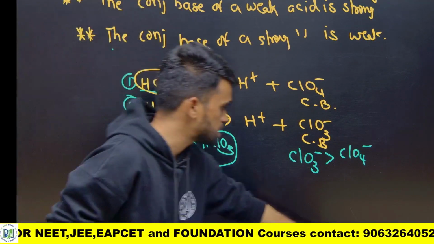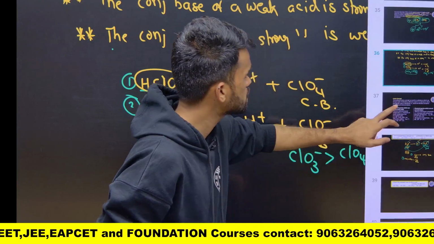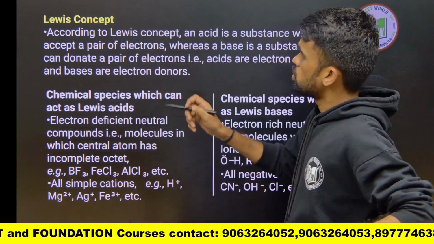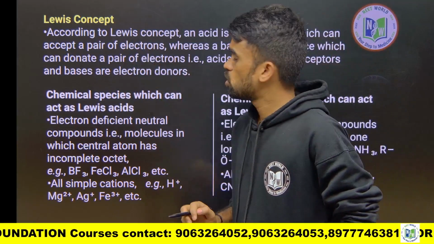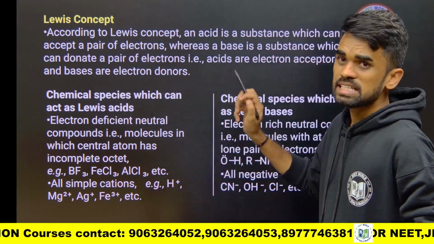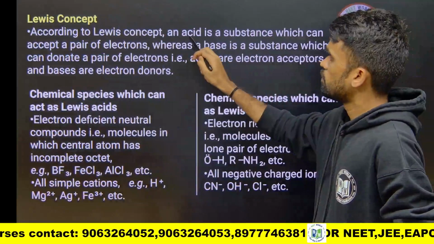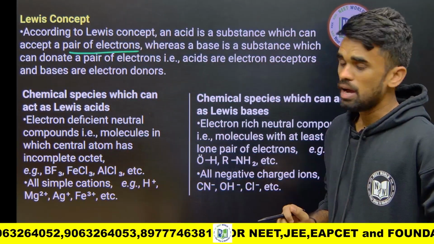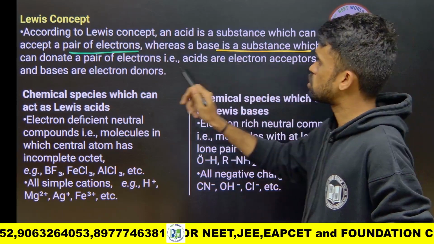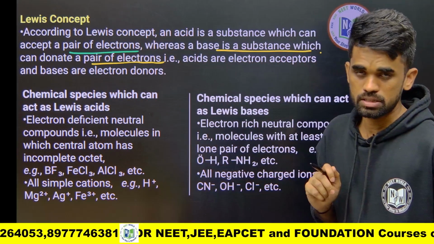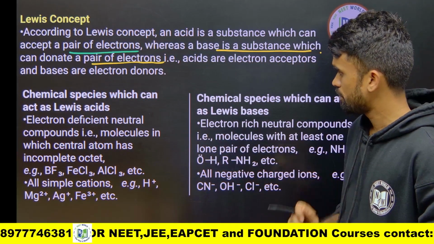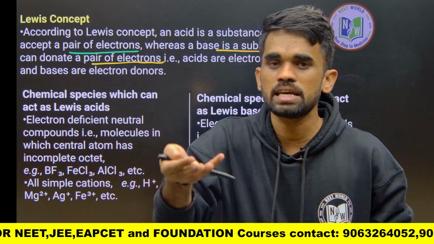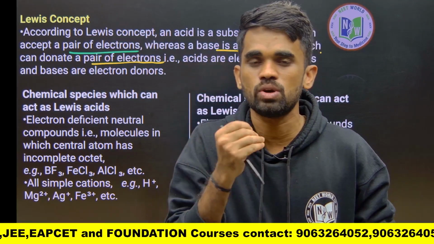Okay. The next thing is the Lewis acid base concept. Okay, what is this? So here, according to this Lewis acid base theory, an acid is a substance which accepts an electron pair, and a base is a substance which donates a pair of electrons. Okay, I will tell you exactly. So acids are electron-deficient species, so they require electrons to accept.